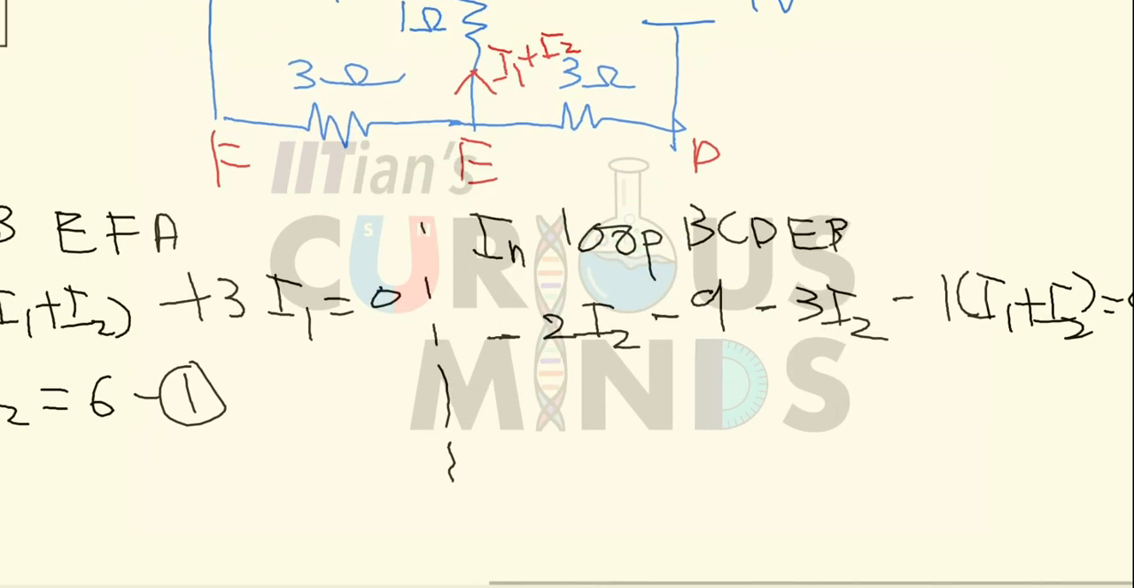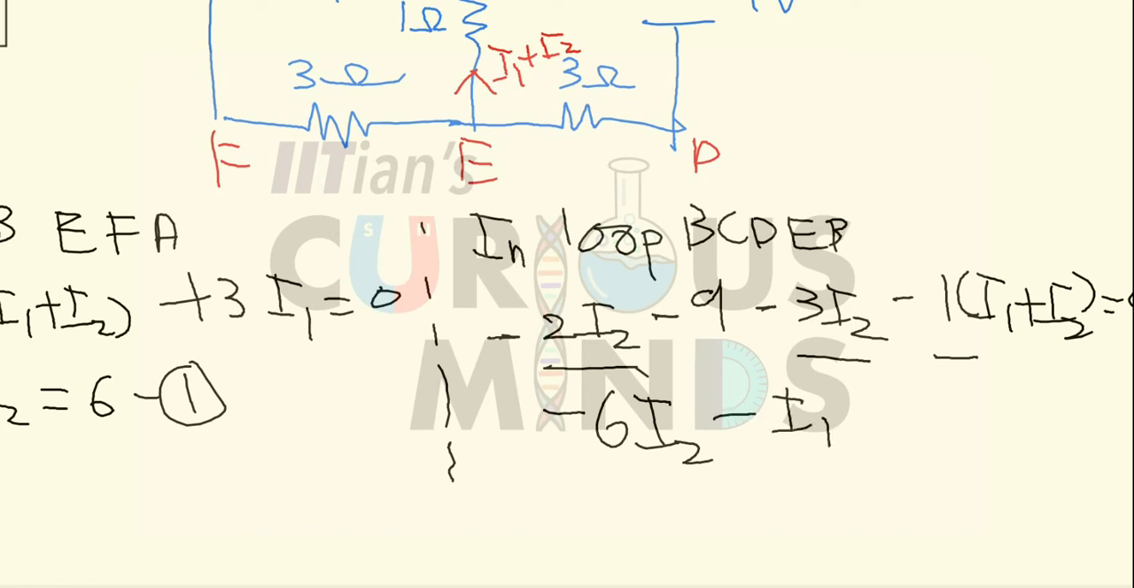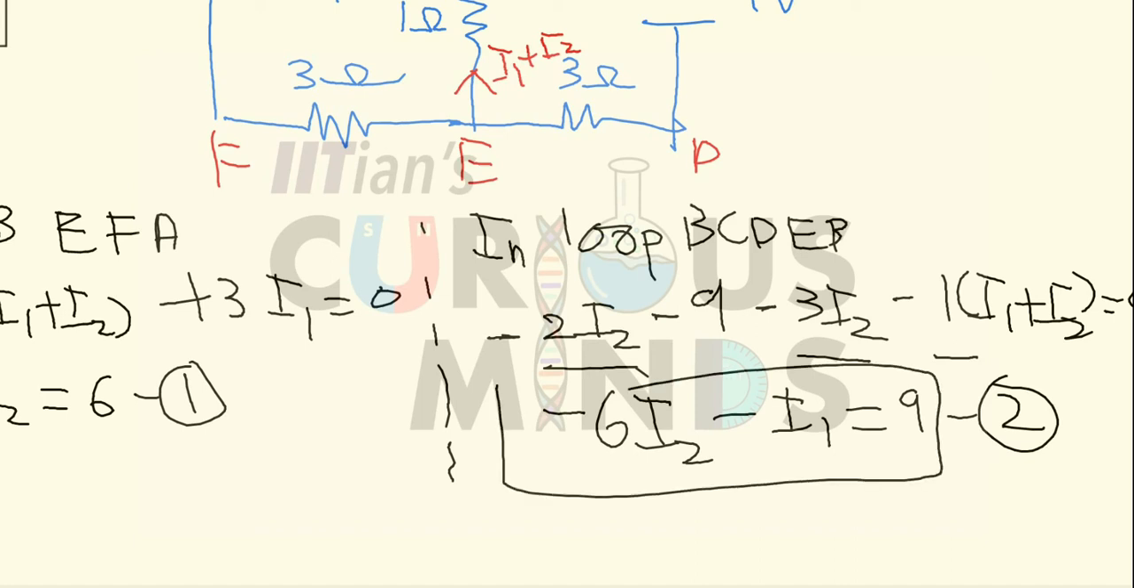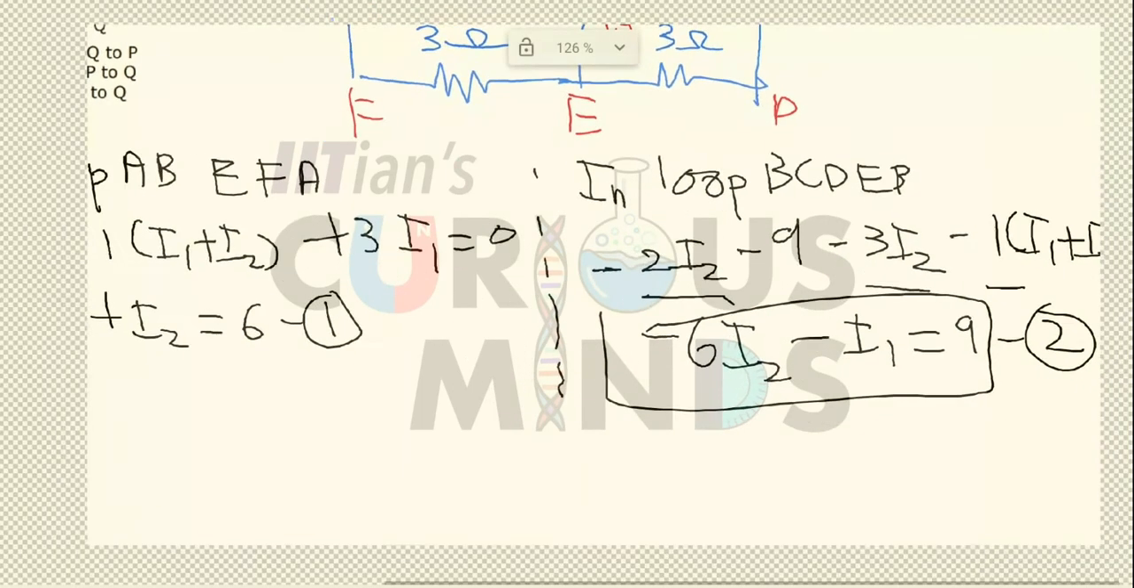So basically over here I can say that negative 2 I2, negative 3 I2 and negative I2, which is equal to negative 6 I2. It will be equal to negative I1 is equal to 9. Let this be equation number 2. So we have got two equations and there are two unknowns.